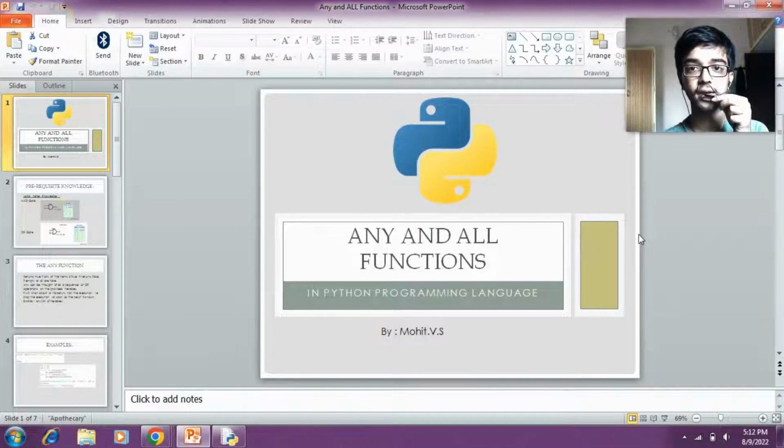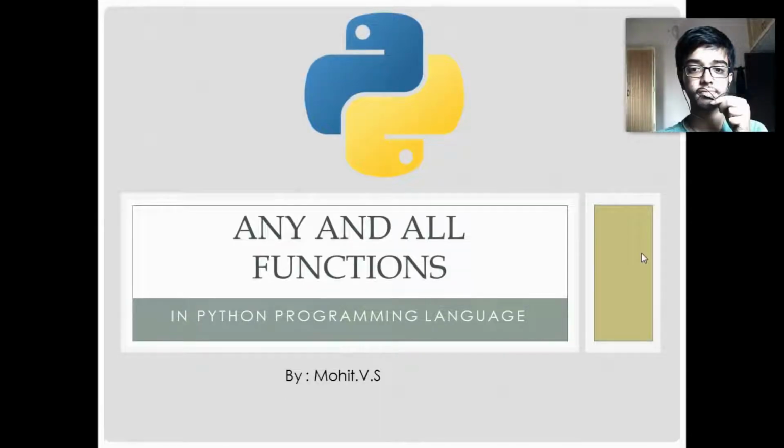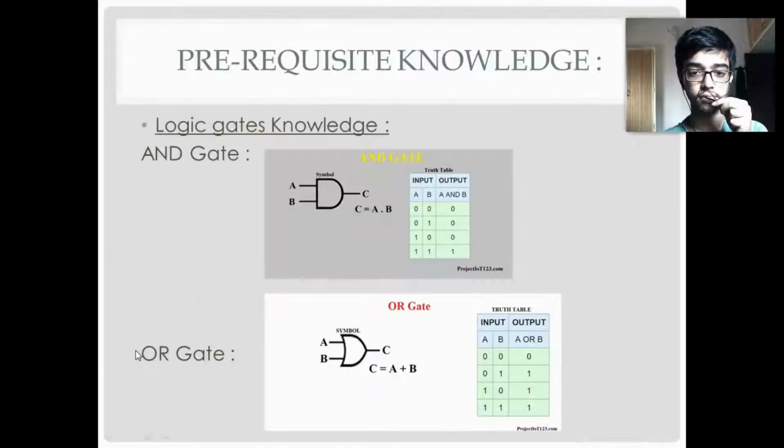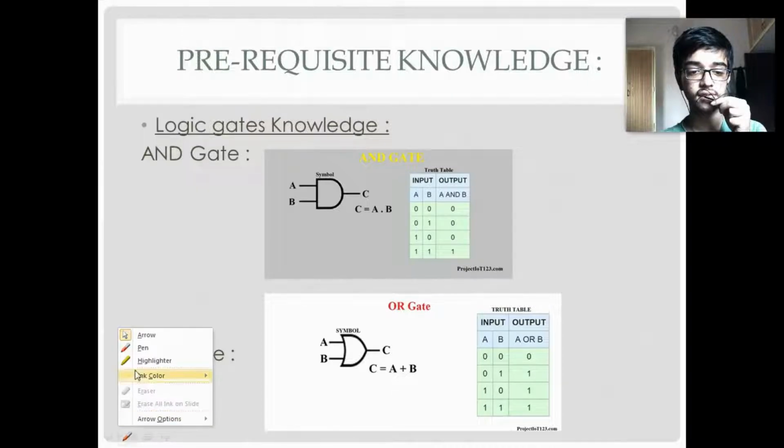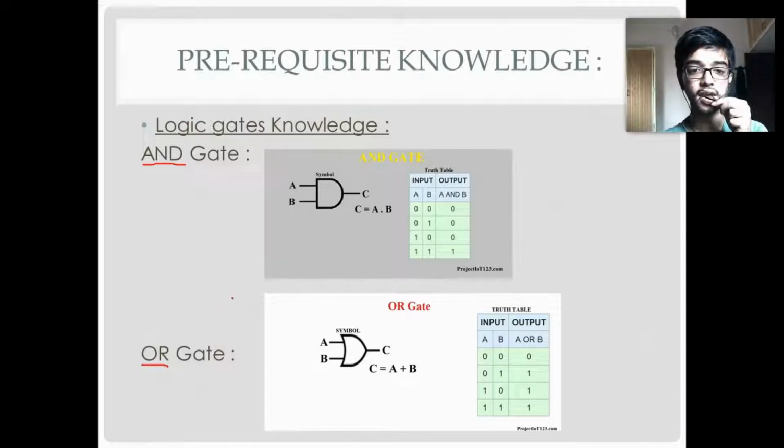And today I'm going to show you about two functions in Python which are called the any and all functions. Let's get started. But before we start with those functions, we need to know about the AND gate and the OR gate. That is the AND and OR logic.